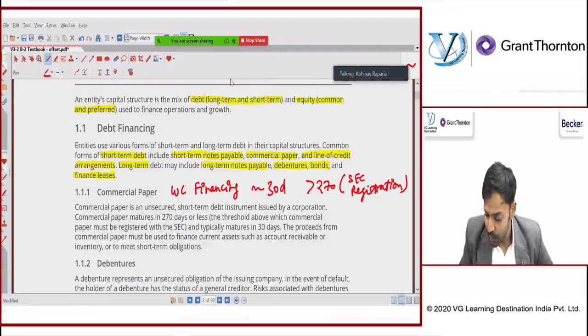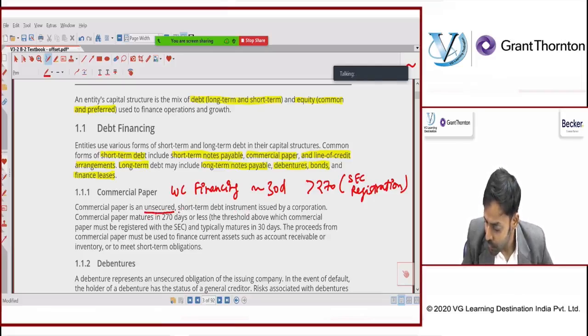Yes. So commercial paper is an unsecured short-term debt instrument, right? So we have done, it is unsecured. It is short-term, issued by a corporation. Commercial paper matures in 270 days or less. So this is what we did. It is maximum 270 days.